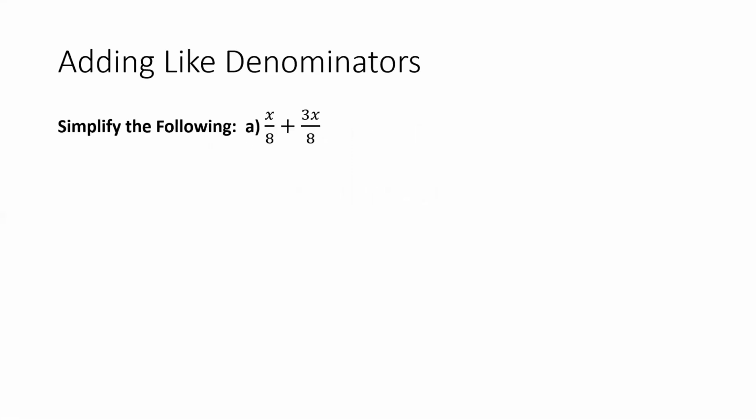So kind of in the nice case, and this was the nice case in basic fractions, if the two denominators are the same, we can just add the numerators. We don't have to do that much additional work. So x plus 3x gets me 4x, and then I don't change my denominator, it's 8.